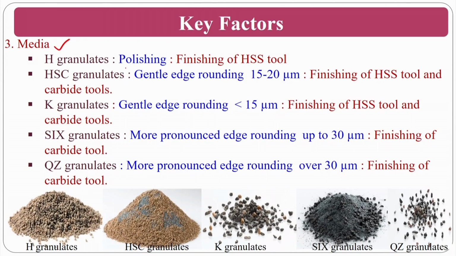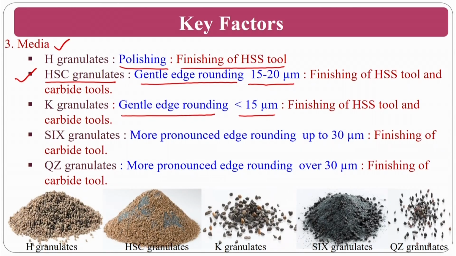H granules are normally used for polishing and finishing of HSS tools. HSC granules are for gentle edge rounding, normally 50 to 20 microns, for finishing of HSS tools and carbide tools. And K type granules are used for gentle edge rounding, and at the same time you can achieve less than 15 microns finishing of HSS tools.